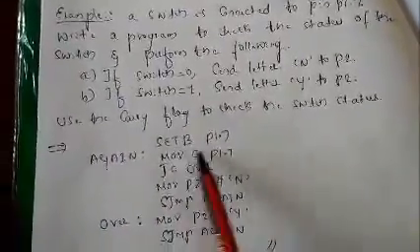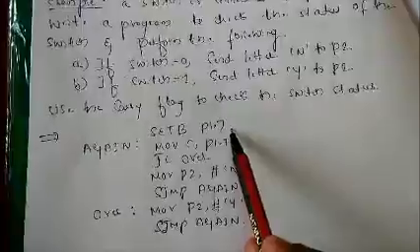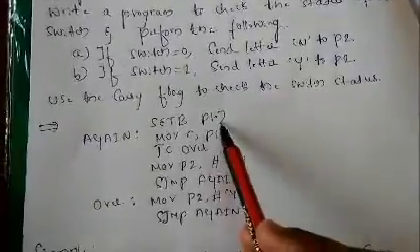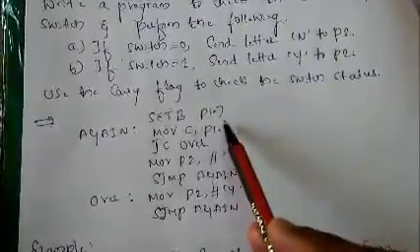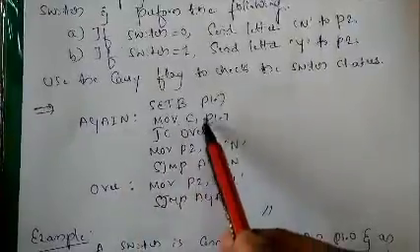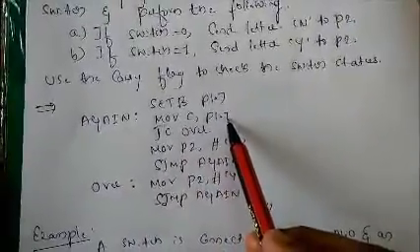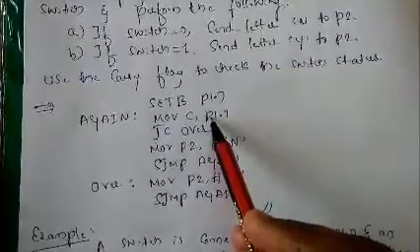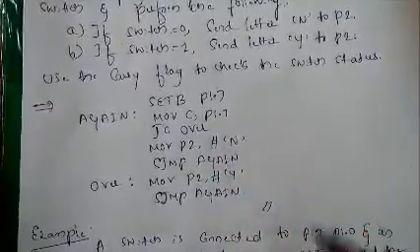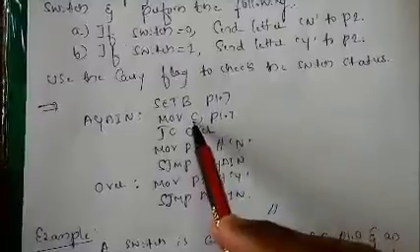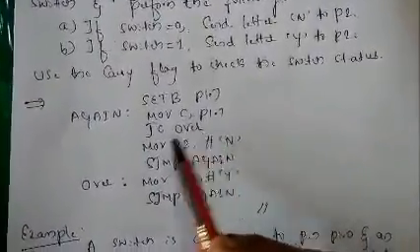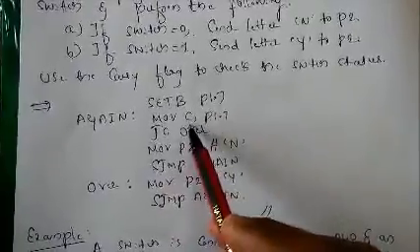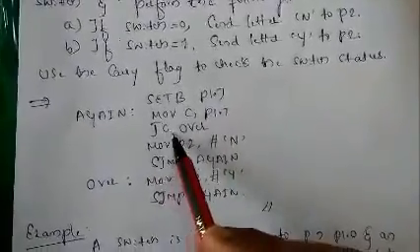How to write it? SETB P1.7. As in the previous example, I am making P1.7 the input port because I am connecting the switch to P1.7. In the next line, MOV label: MOV C, P1.7. So whatever data is there on P1.7, whether logically 1 or logically 0, it will move to the carry flag. Next condition: JC over, jump if carry to over. So here I am making the jump based on the carry.